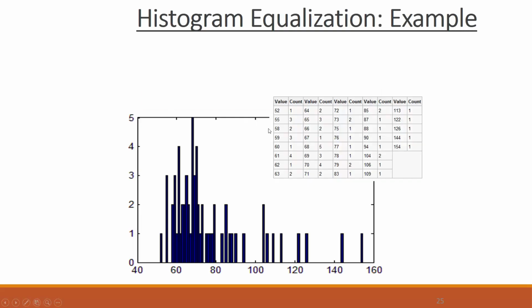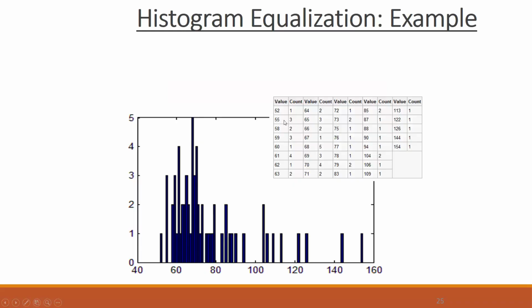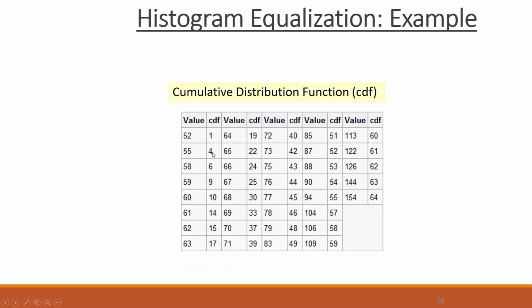So before that, we have plotted the histogram. As you can see, there is a poor distribution of intensity across the dynamic spectrum. So now we are going to calculate the running sum. So 52 comes out to be 1 time. 55 comes out to be 3 times. So 3 plus 1 is 4. Now 58 comes out to be 2 times. So 2 plus 4 is 6.